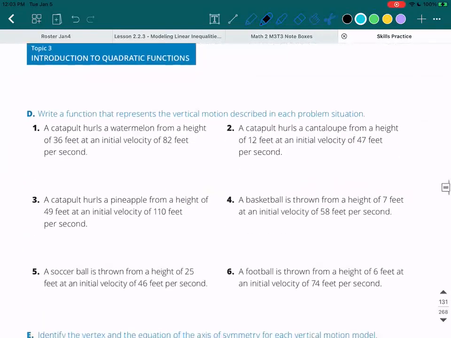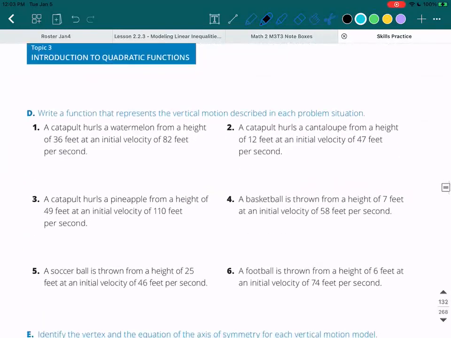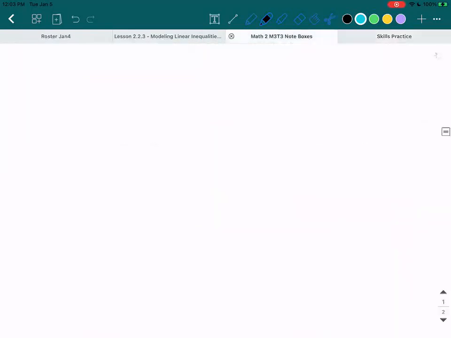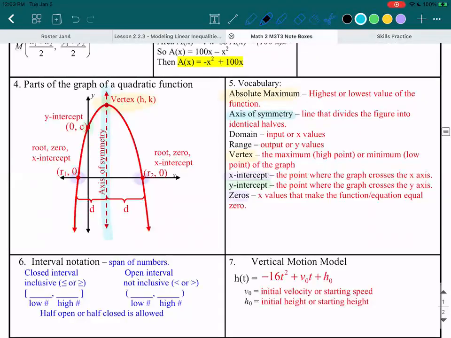Let's do part D, okay? Part D. So it says, write a function that represents the vertical motion described in each problem situation. So this is going to correspond with box 7 in the notes. So I'm going to go ahead and look at box 7 in the notes once it loads. Okay, there it is.